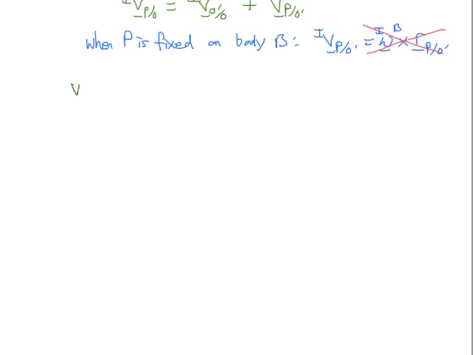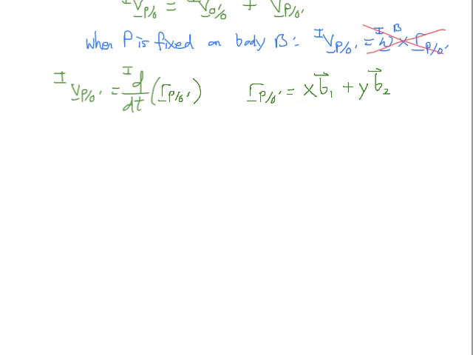So we have the velocity of P with respect to O prime as observed in the inertial reference frame. And that's going to be the time derivative as observed in the inertial reference frame of the position vector of P with respect to O prime. And we define our position vector of P with respect to O prime. Let's put some coordinates on it. We'll put Cartesian coordinates on it. So it's x, and we're going to express that in the b1 and b2 basis, plus y in the b2 direction. And this should look familiar. However, now x and y are not fixed.